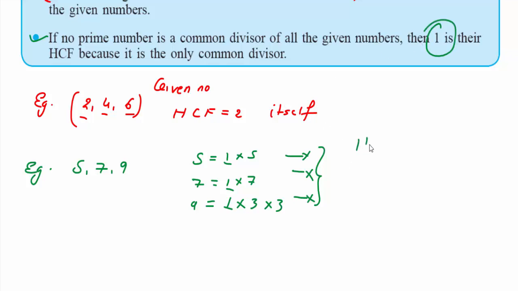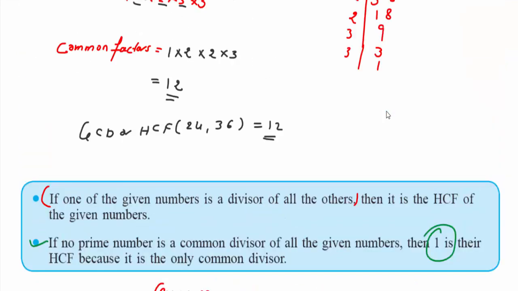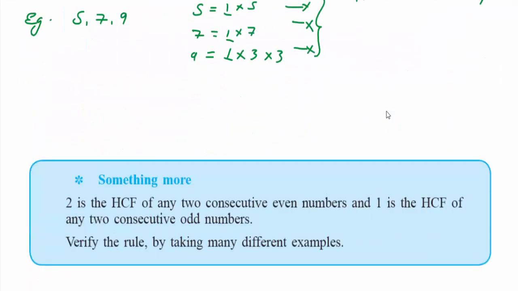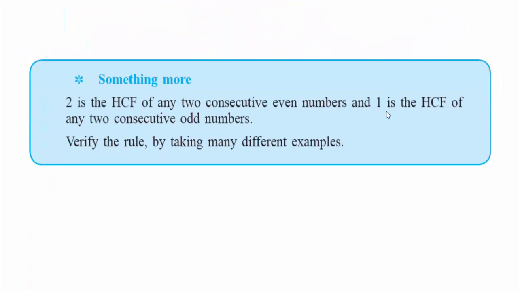So what is the HCF of these three numbers? So HCF of 5, 7 and 9, and this will give the answer 1. If there is no common divisor, then we have to write down HCF is 1. I hope that everyone is getting it properly. Come to the next part, which is the very important part.